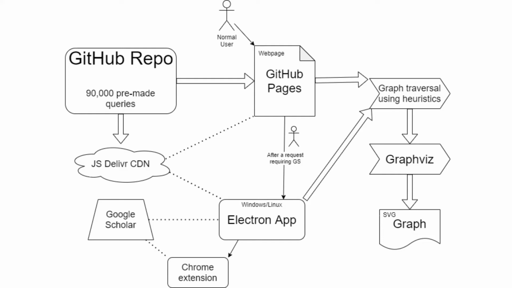but we ultimately ended up going with having a set of about 2,000 pre-searched research fields, which totaled about 90,000 Google Scholar queries, stored as JSON within the GitHub repository, and served via the jsDelivr CDN. The web app version uses GitHub Pages, which dynamically makes calls to jsDelivr as needed in order to make the graph requested by the user.